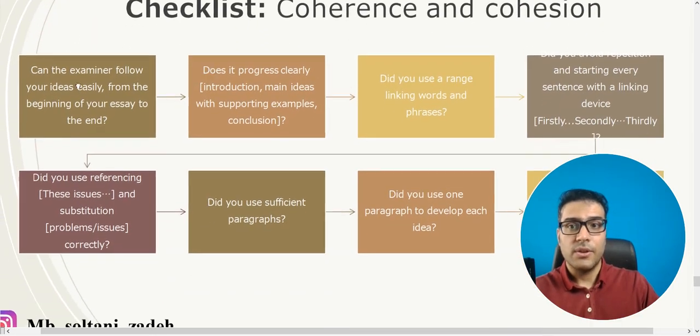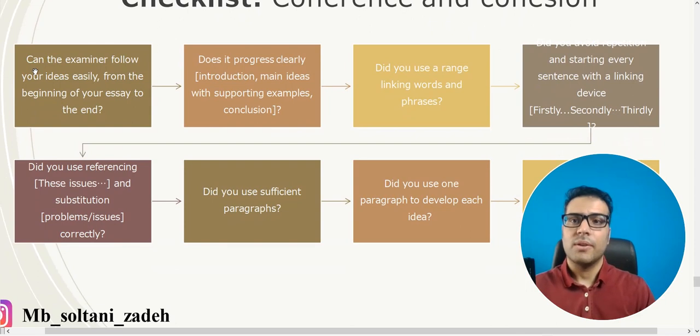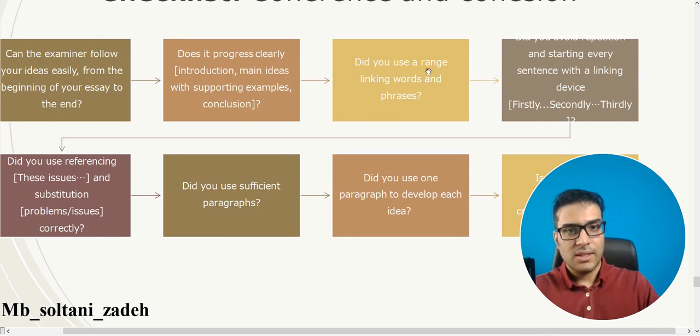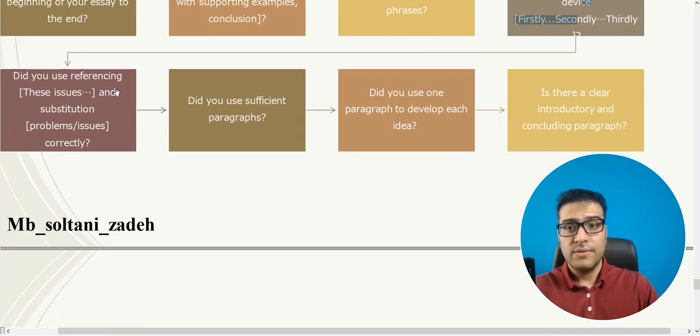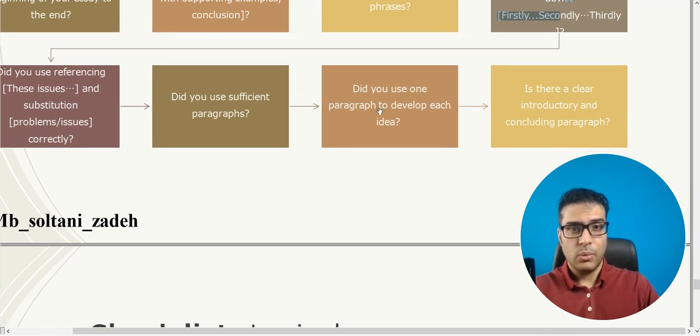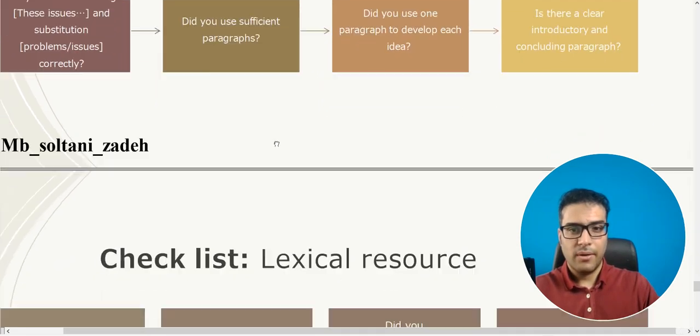For coherence and cohesion, ask yourself, can the examiner follow your ideas easily from the beginning of your essay to the end? Does it progress clearly? Introduction, main ideas with supporting examples, conclusion. Did you use a range of linking words and phrases? Did you avoid repetition and starting every sentence with a linking device, like firstly, secondly, thirdly? Did you use referencing and substitution? Did you use sufficient paragraphs? Did you use one paragraph to develop each idea? Is there a clear introductory and concluding paragraph?